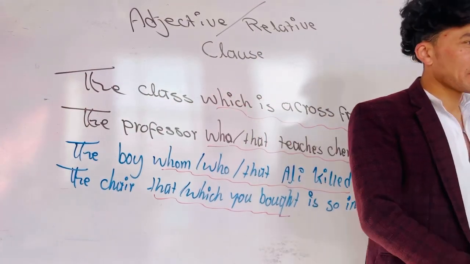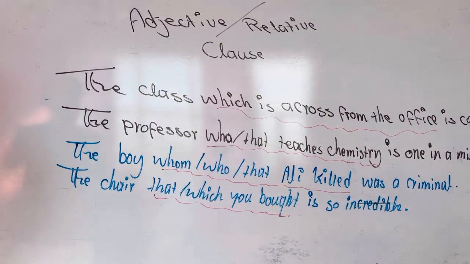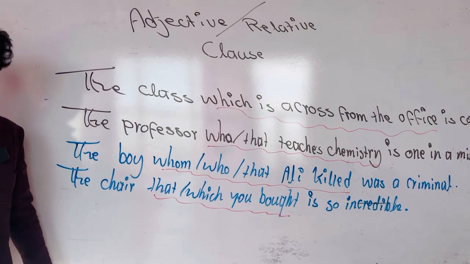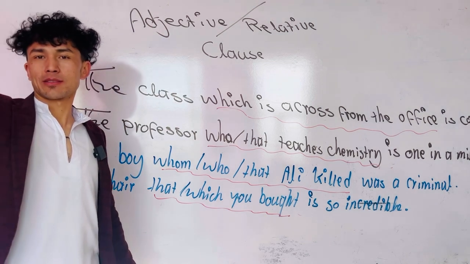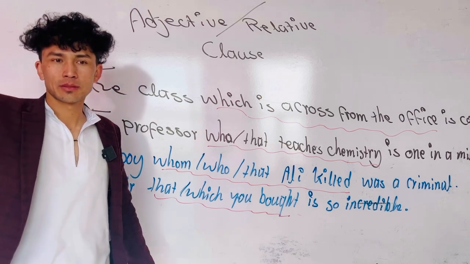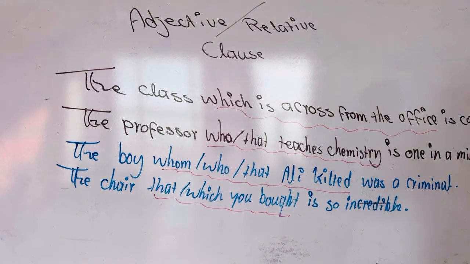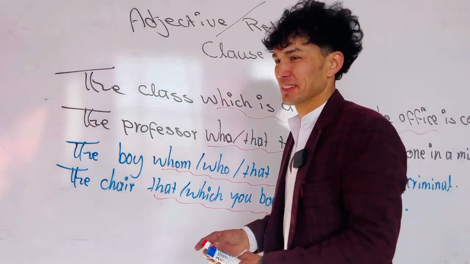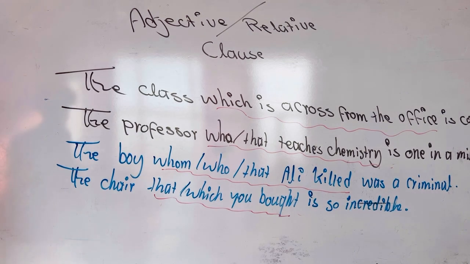The dress that you saw is $5,000. Correct. The girls who have blonde hair is actor. Who has blonde hair is an actor. The girl who you hit was sick. Correct. For example, okay. The phone that you broke was mine. Correct.